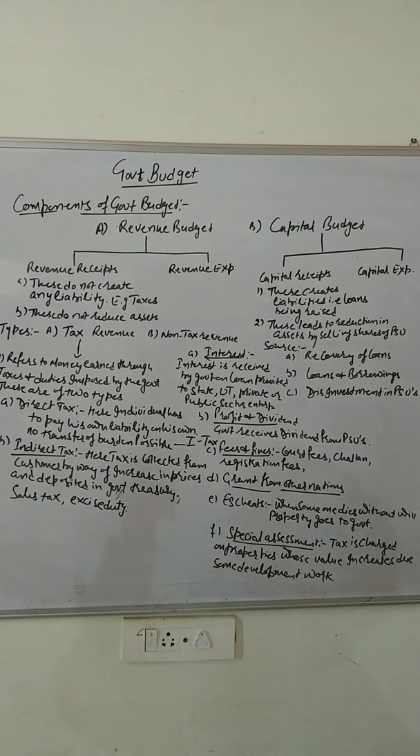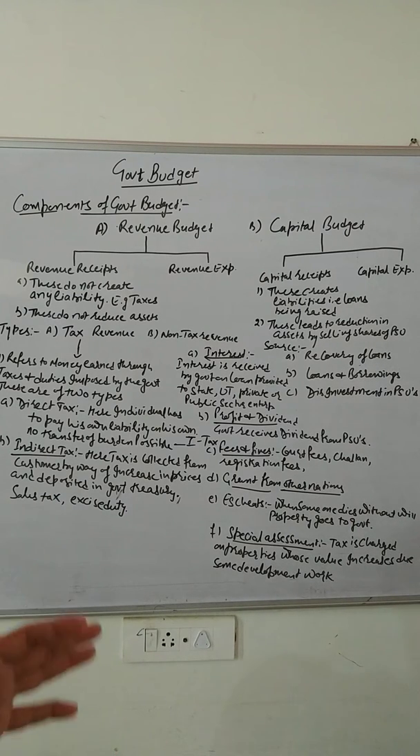Now moving over to the revenue receipts, from where the revenue receipts are coming. Revenue receipts are coming from two different sources. One is the tax based source and another is a non-tax based source. Now what are the tax based sources? Tax based sources are those sources where we impose various types of taxes and duties for collection of revenues. Now taxes are divided into two different categories. One is a direct tax and another is an indirect tax.